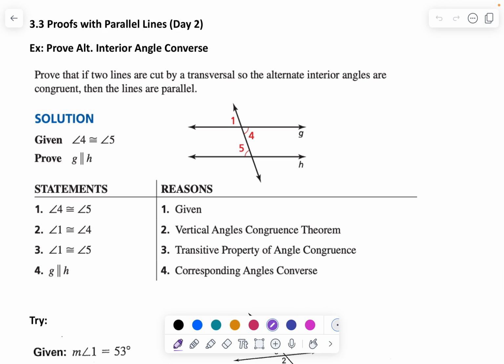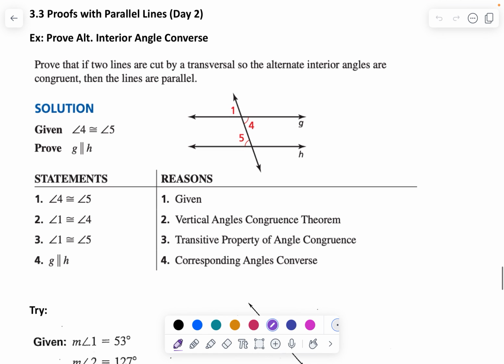And so when it's a proof of a theorem, sometimes they can get tricky because you can't use the theorems in the proof, and sometimes they can be a little bit harder. But this isn't too bad. Let's take a look at it. It says prove that if two lines are cut by a transversal, so the alternate interior angles are congruent, then the lines are parallel. So remember, we're proving the theorem that you want to use. So let's see how they went about doing that.